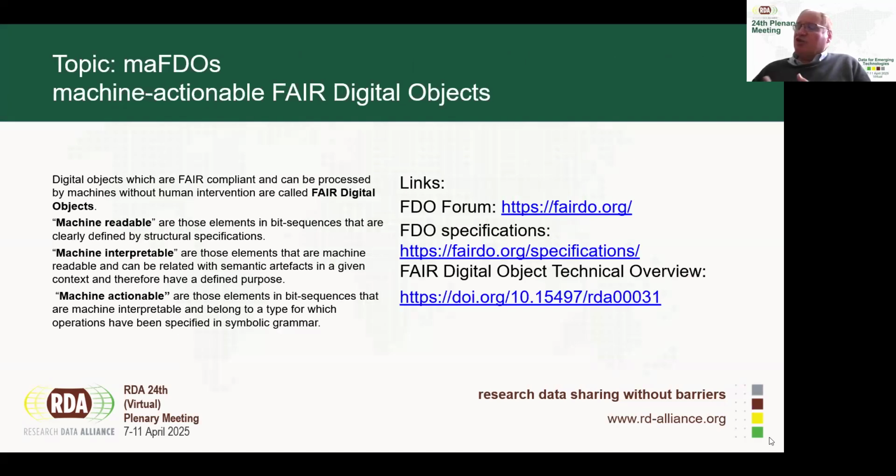Please, if you go to the next slide. What is also important? Machine actionable digital objects. Machines and humans have possibilities to use this digital object. We have machine readable, machine interpretable, and machine actionable digital objects. In a machine actionable digital object, we also add some types of operations which are possible to use on a digital object. And if you have time, please visit the FAIR Digital Object Forum and specifications. And I also put a link for the FAIR Digital Object technical overview. This is all from my side.